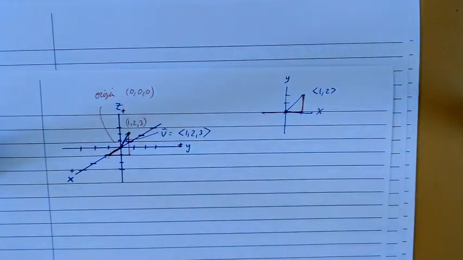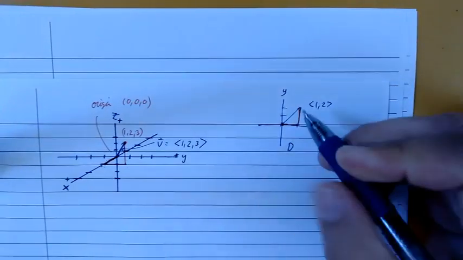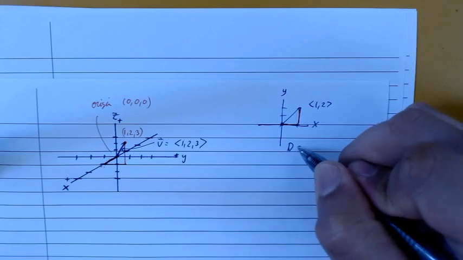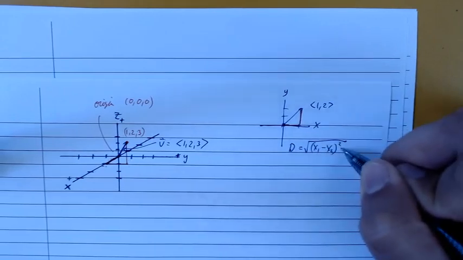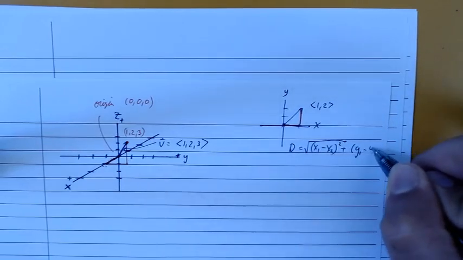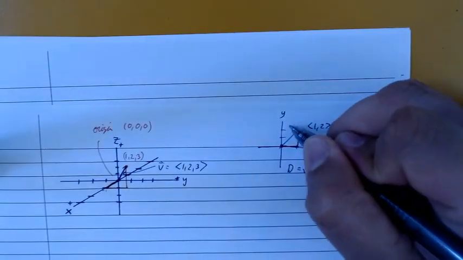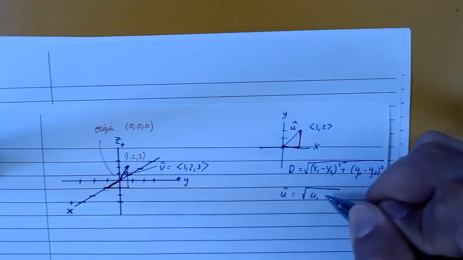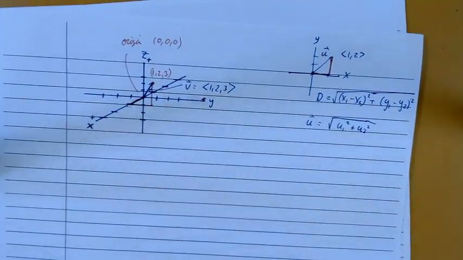It's the Pythagorean theorem. We know that the distance in the xy plane is simply given by the Pythagorean theorem: the square root of x1 minus x2 squared plus y1 minus y2 squared. Which, if you're given a vector u, means that it's the square root of the first component squared plus the second component squared, like that. But what does that mean for the third dimension?